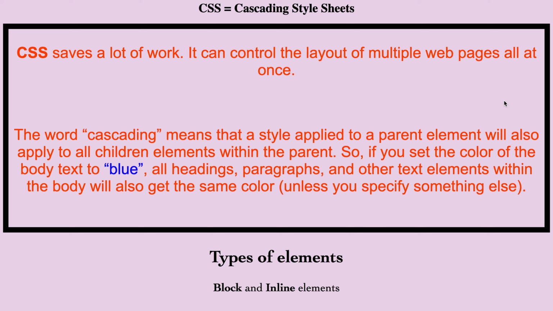And the word cascading means that a style applied to a parent element will also apply to all children elements within the parent. So if you set the color of the body text to blue, for example, all headings, paragraphs, and other elements within the body will also get the same color, unless you specify something else. So I'll just show you in a minute how that works exactly. But this isn't always the case.